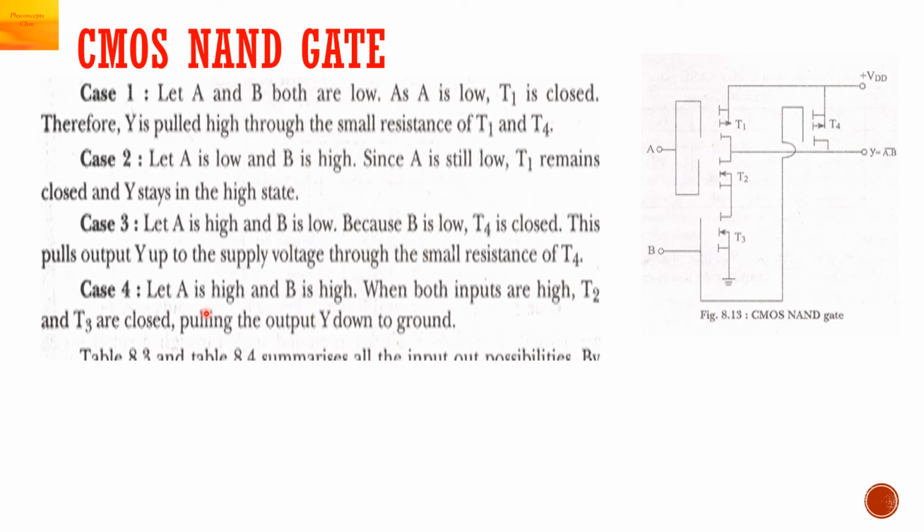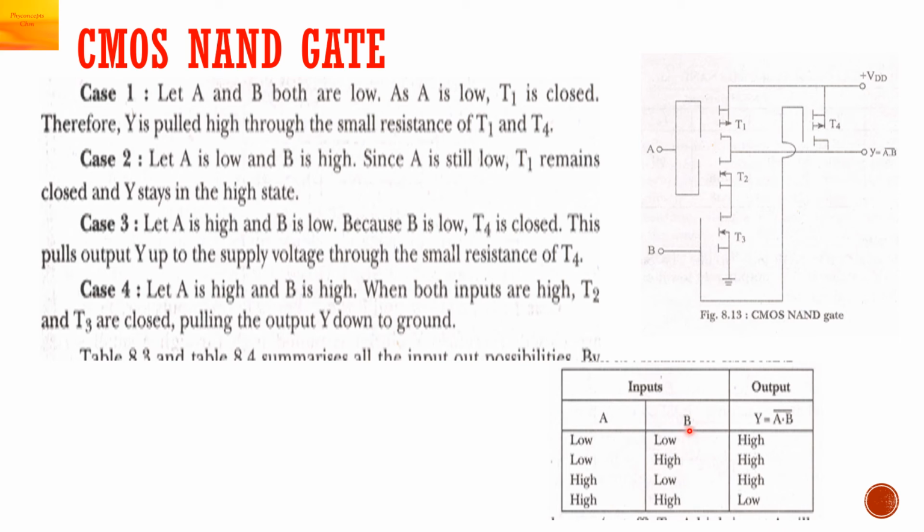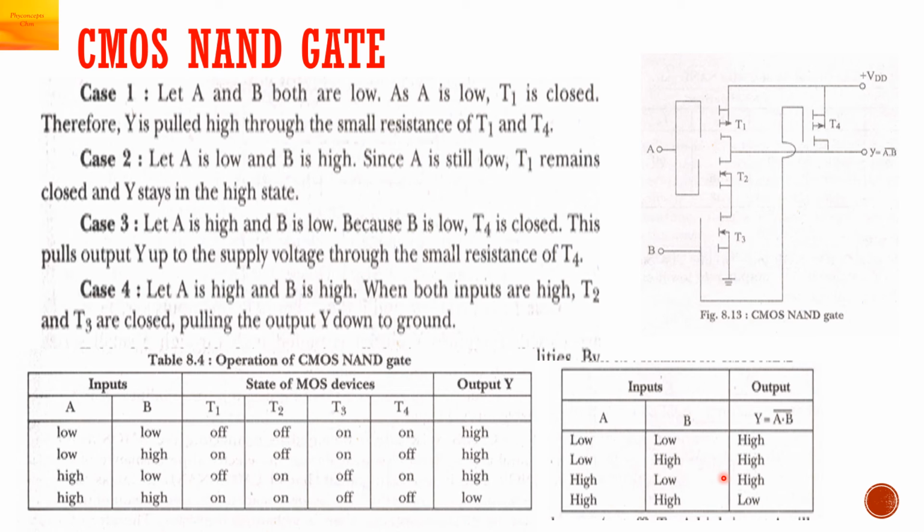Fourth case is A is high and B is high. Now when both the inputs are high, then T2 and T3 both are on. So that will make the output Y low. This is the truth table of NAND gate. The working in each case has been shown in this table.